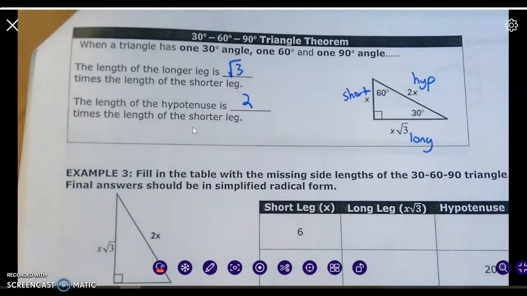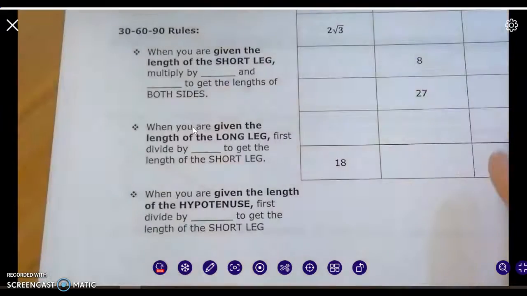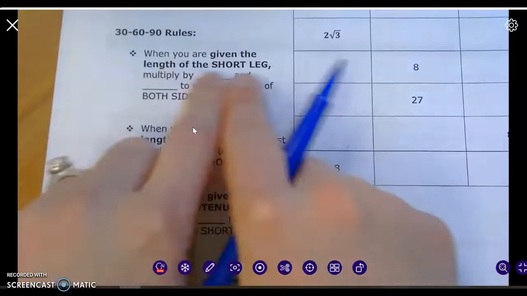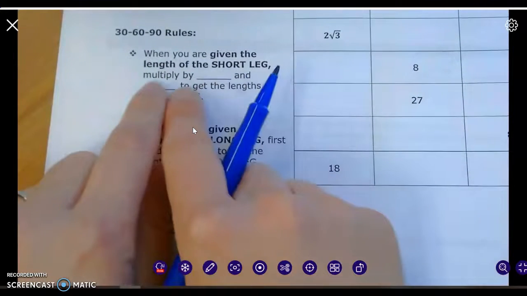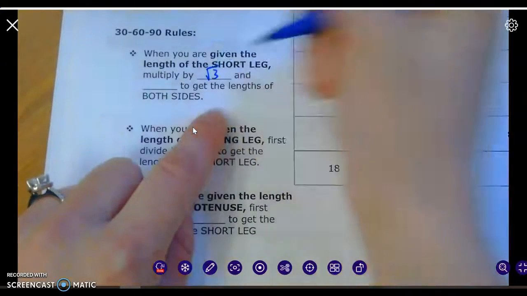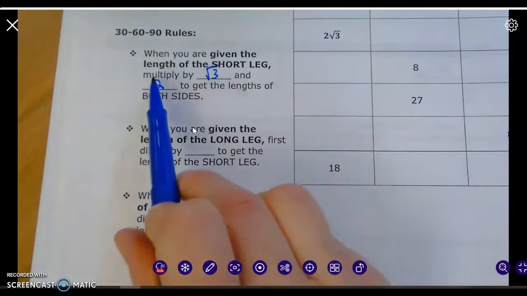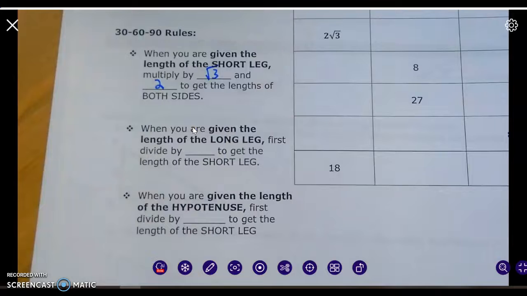Okay, so I'm going to go ahead and fill in our rules down here so we can use these while we fill out this table. So if you start with the short leg, here's what you do. You multiply by the square root of 3 and 2 to get the lengths of both sides. So if you have the short leg, all you're doing is multiplying. That's the ideal situation. Doesn't always happen though.